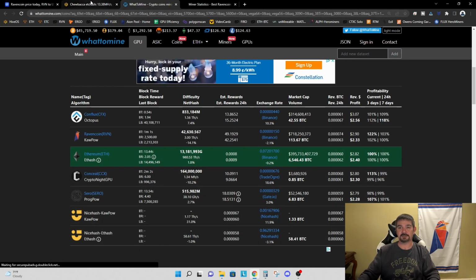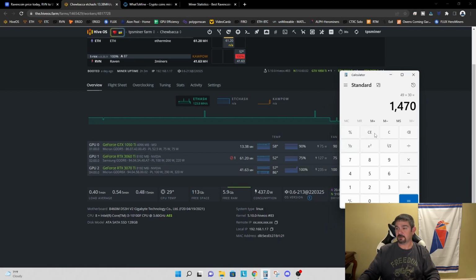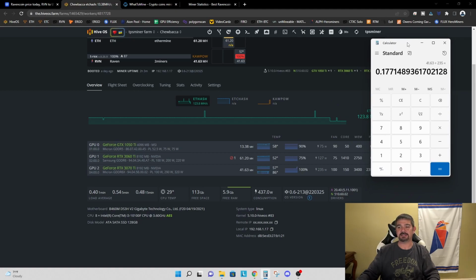And let's jump back over to HiveOS one last time. And let's take a look at the efficiency. So our efficiency is going to be 41.63 at 235 watts. So we're at a 0.177 efficiency, which isn't really that bad on Ravencoin, particularly with this 3070 Ti. I expected the efficiency to be much lower. So all in all, I am very impressed with this 3070 Ti on Ravencoin, both in terms of the hash rate, the efficiency, the coin yield, and the profitability.